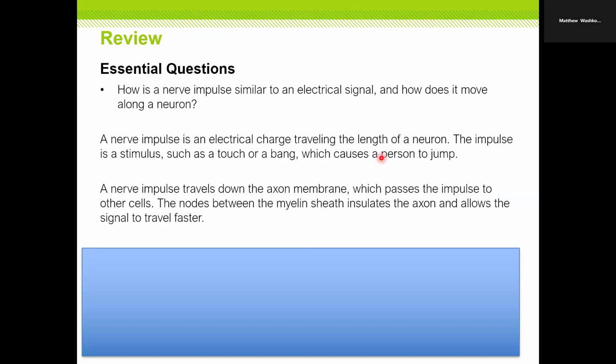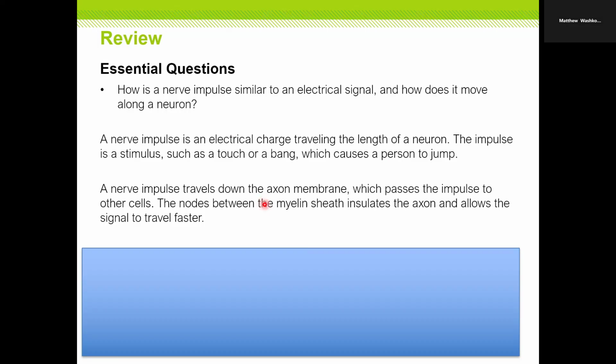And then how is a nerve impulse similar to an electrical signal? Well, it's an electrical charge traveling the length of a neuron, and the impulse is a stimulus, right? If I touch you, if I poke you, if I pour something hot on you, it might cause you to jump, right? Boo, nerve impulse. Reflex.